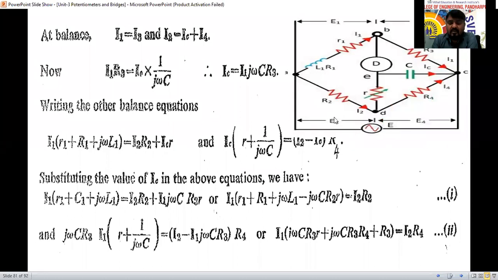When I can tell that one bridge will be balanced, why some people are disturbing and they are joining again and again.